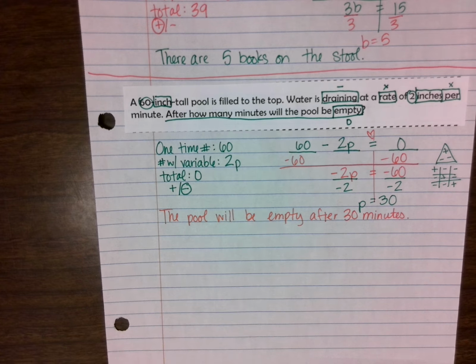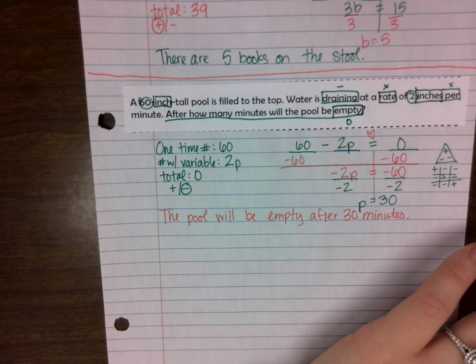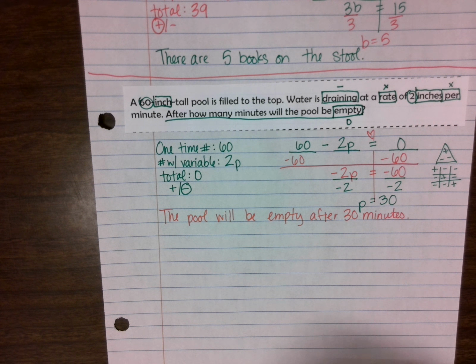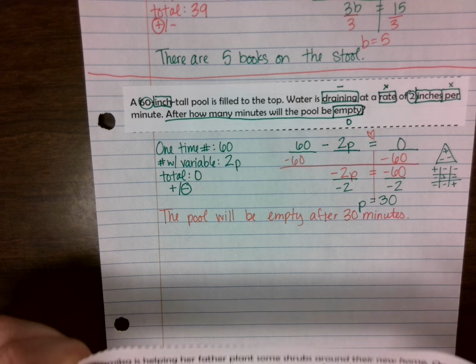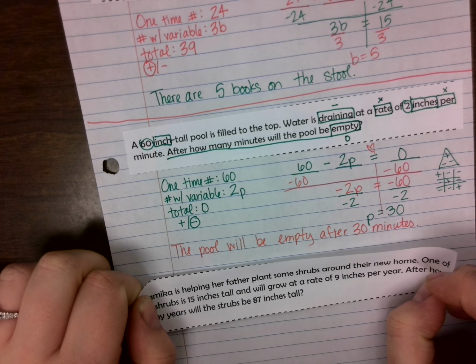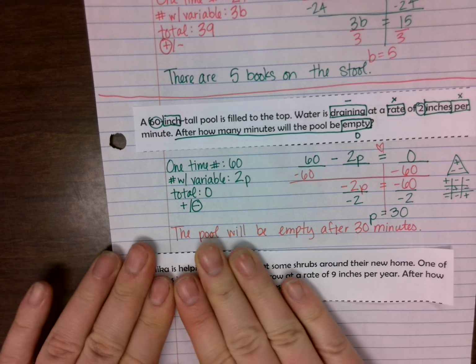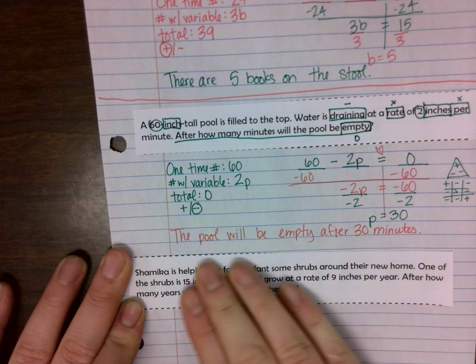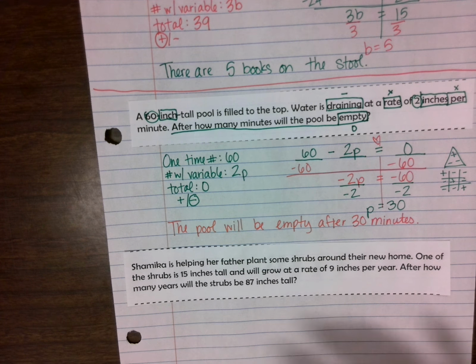Alrighty, there's one more about Shamika and her father's plant for you to do on your own. Go ahead, pause the video, and play it once you have all of the important information picked out. Once you have the one-time number, the number with the variable, and the total picked out, then play your video.